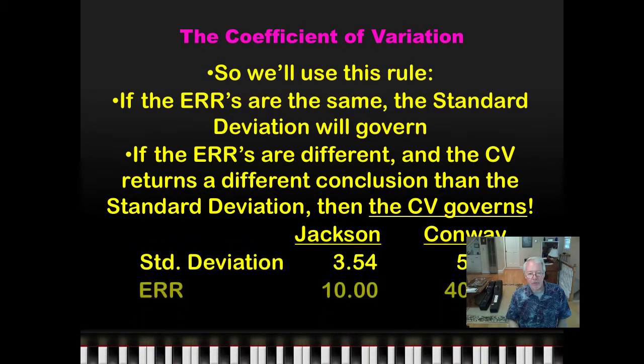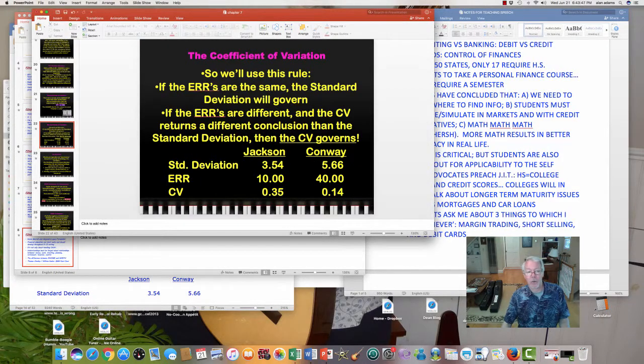Here are the numbers. The sigmas that we calculated for Jackson and the new Conway were 3.54 and 5.66 respectively. The ERR was 10% for Jackson, we left that one the same, and 40% for Conway. The CV maths out to 0.35 for Jackson, 0.14 for Conway. Conway has less risk per unit of return, smaller is safer, so now a risk-averse investor would still end up going with the more favorable company, which in this case is Conway.